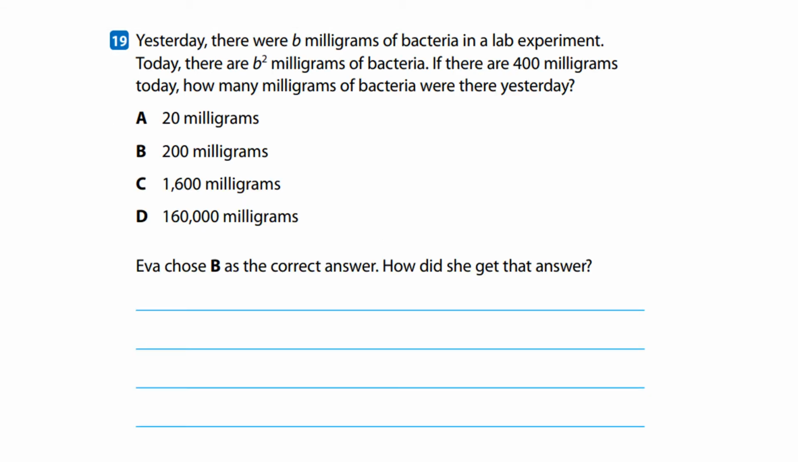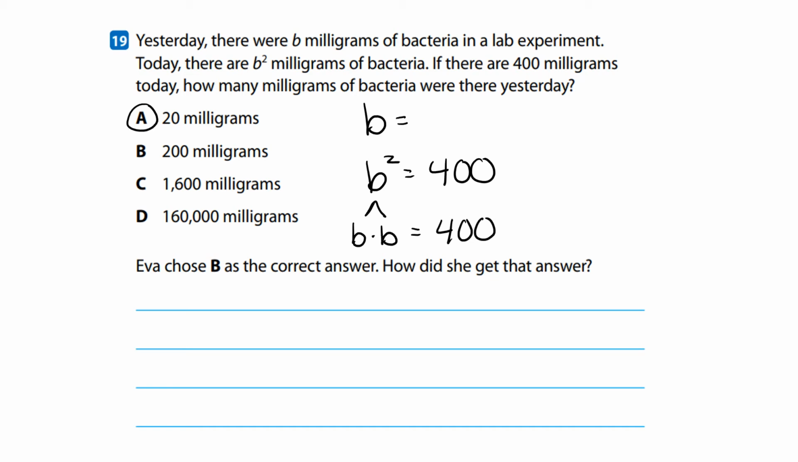Number 19 says yesterday there were B milligrams of bacteria in a lab experiment. Today there are B squared milligrams of bacteria. If there are 400 milligrams today, how many milligrams of bacteria were there yesterday? So again, yesterday was B, that's our unknown. Today is B squared, which is 400. So we want to know what is B, or what can we break that down into, B times B, to get our 400 from today. Our correct answer is going to be A, 20 times 20.